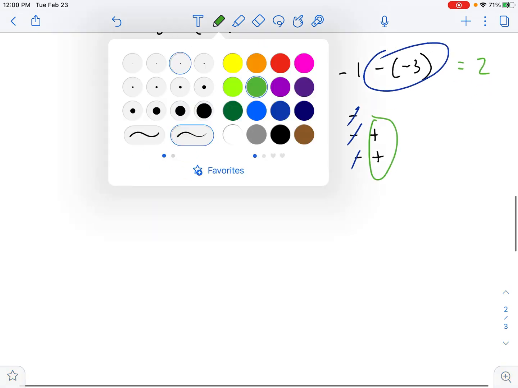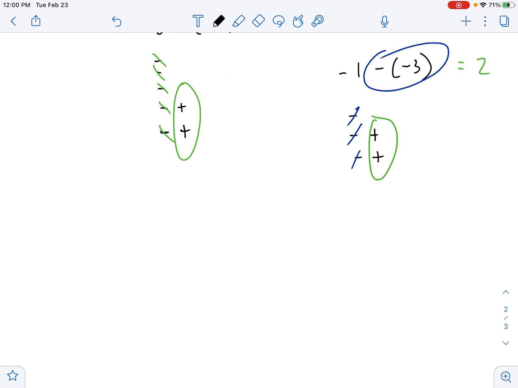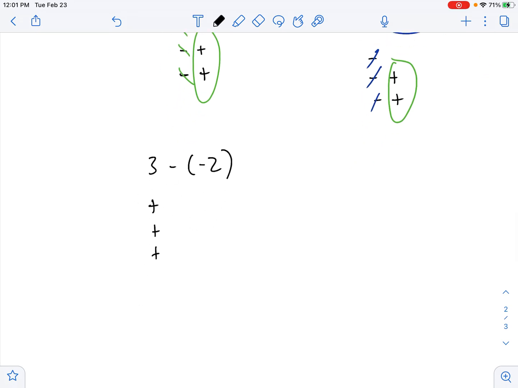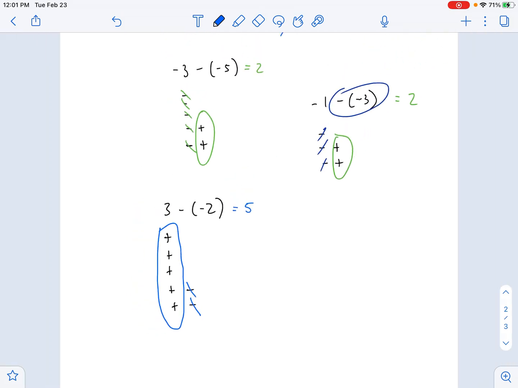I've got to show you one more, because this is kind of a wonky situation. Let's say I have a positive 3, and I'm going to take away 2 negatives. Look, there's not even any negatives on here. But if I add zero pairs, like I got a couple of them here, now I have 2 negatives to take away. I take those 2 negatives away, and look what I'm left with. This model tells me that 3 minus negative 2 is going to be 5.